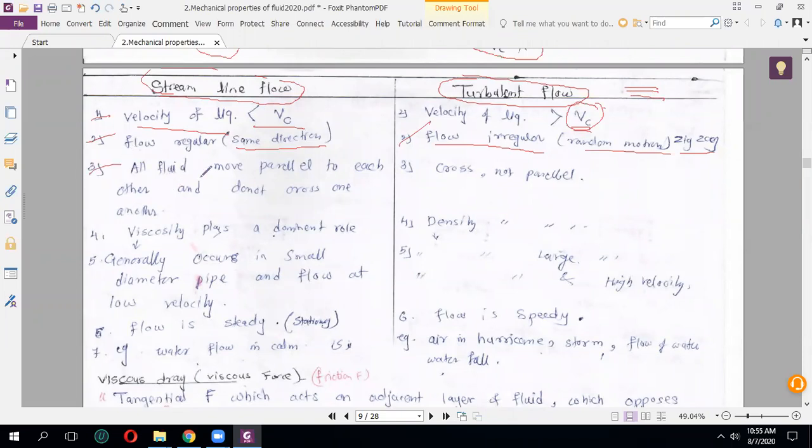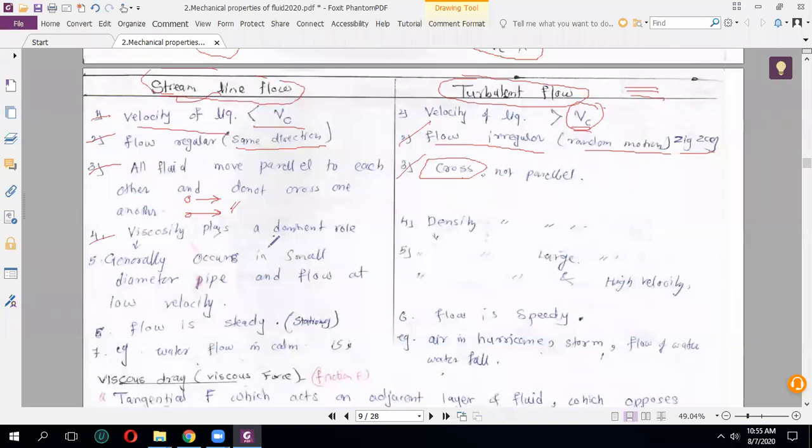Third point says all fluids move parallel to each other. Yes, this is true. The first liquid layer and the second liquid layer move parallel to each other, and this happens only in streamline flow. In turbulent flow, the liquid layers are not parallel to each other. They are crossing each other.